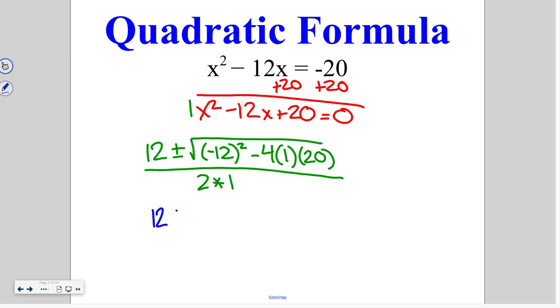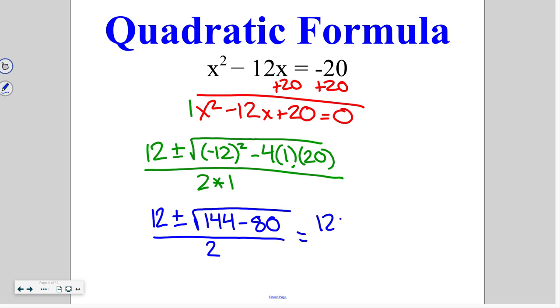So we've got 12 plus or minus, simplifying the squared part, negative 12 squared is 144. And then I've got 4 times 1 times 20. 4 times 1 times 20 is 80, so we're going to subtract 80. And simplifying 2 times 1 is 2. It is still a little bit complicated to put this into the calculator and deal with parentheses. So I'm going to simplify 144 minus 80, which is going to give me 12 plus or minus the square root of 64 over 2. At this point, it is possible to plug this into your calculator.